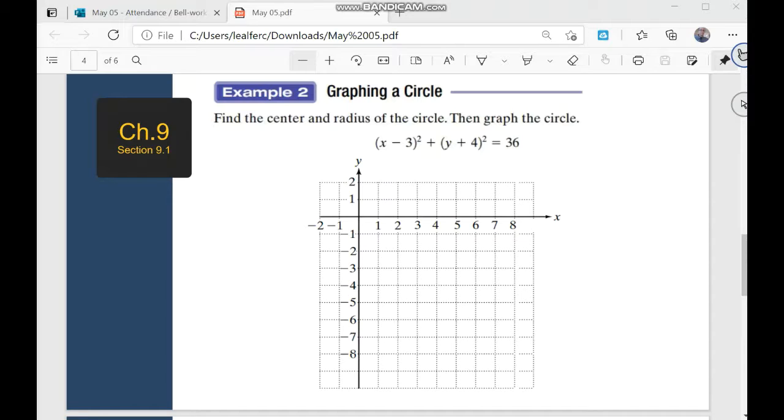Good morning. We're talking here about how to find the circles.